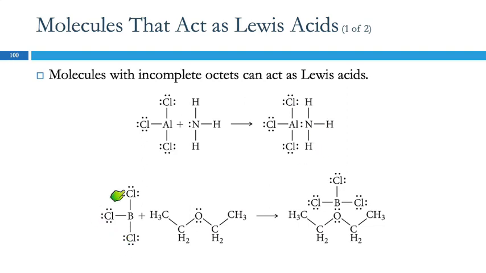Here we've got boron trichloride and diethyl ether. The boron has an empty orbital. The oxygen here in the middle has 2 lone pairs of electrons. It can donate a pair of electrons to the boron. The boron accepts the electrons. So the boron is acting as the acid, and the ether is acting as the base. And again, we end up with one product, because when those electrons are donated and accepted, they form a covalent bond. Don't ask me what the name of that is.